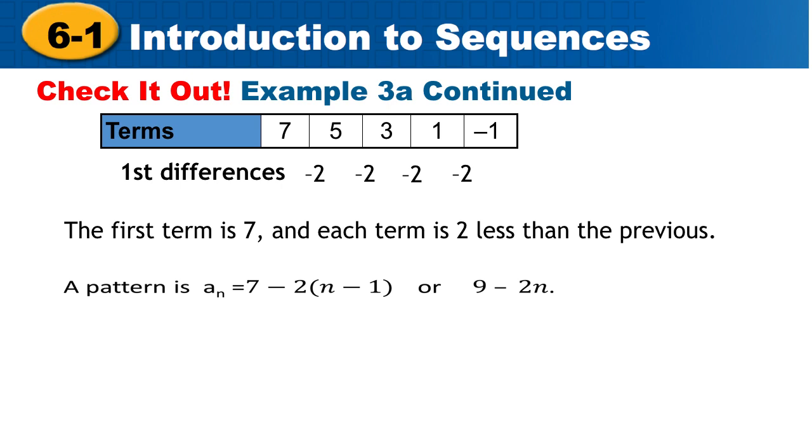So a sub n will be 7 plus the difference, negative 2, times n minus 1. Here you are looking for a sub n. So on the other side of the equation, you are going to use a term one less than n, which is n minus 1. So a sub n is equal to the first term, 7, plus the difference, negative 2, times one term less than n, so n minus 1. Do distribution here. You're going to simplify it. It's going to give you 9 minus 2n.